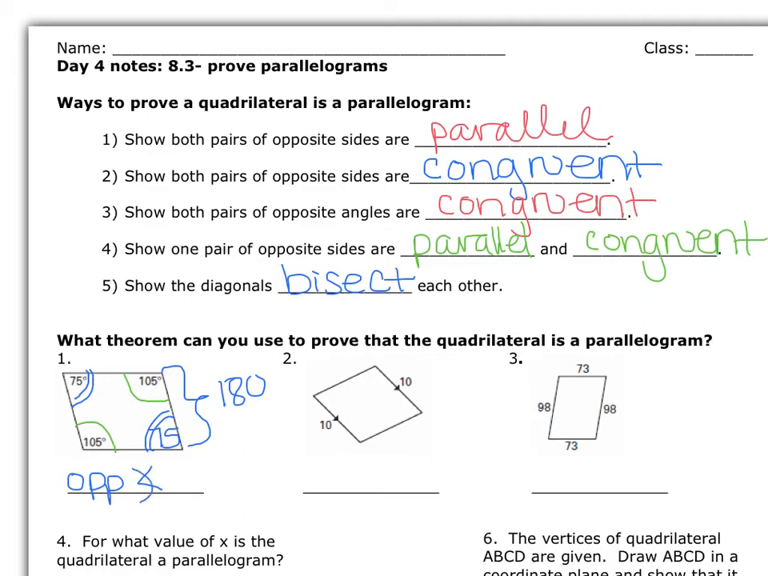All right, in number 2, what we have is that both sides are 10. So that means a pair of opposite sides are congruent. And you see the triangles there mean parallel. So we have one pair that is congruent and parallel. So if you only have one pair of sides that shows information, it must be both things, parallel and congruent. You just can't have one, you've got to have both. And in number 3, we see here 73 and 73, so that's one pair of opposite sides, 98, 98. So we have opposite sides congruent.